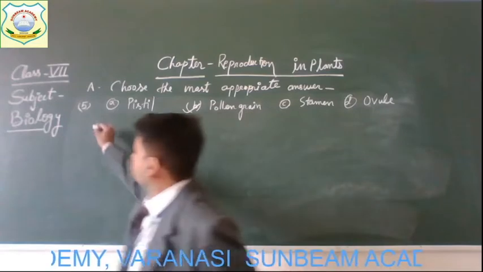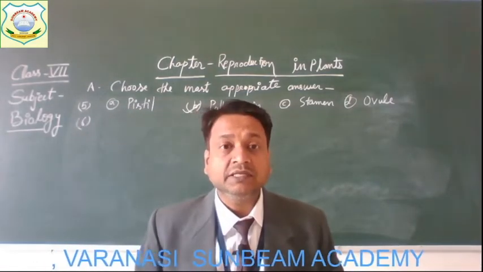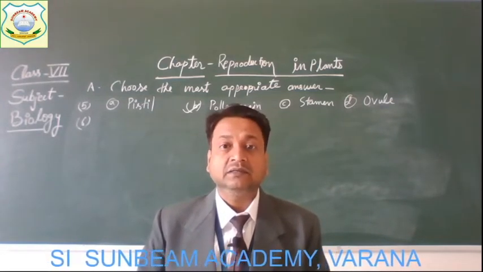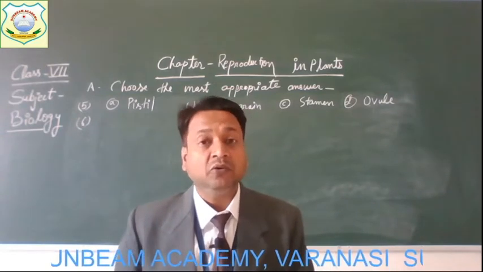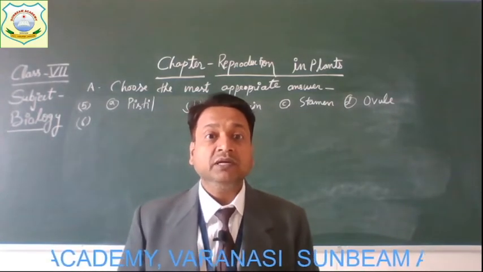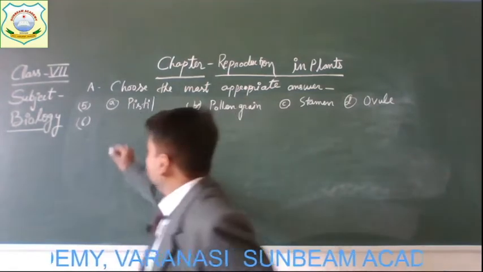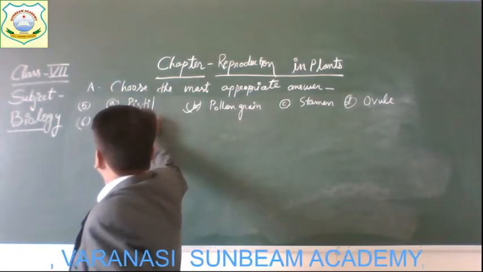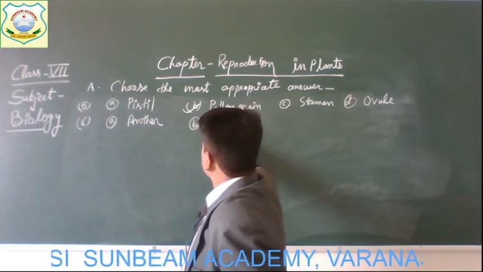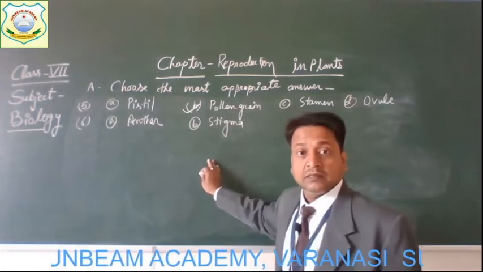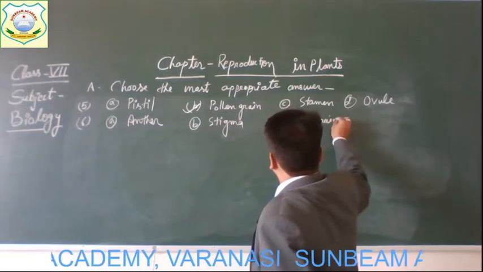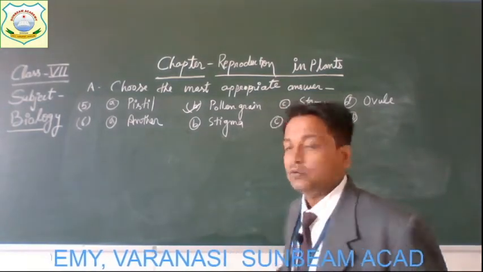Now come to the next, question number 6. The question is, which of the following contains the egg cells in plants? Children, which of the following contains the egg cell in the plants? Means the egg cells are present in which of the following parts of the plant? Option A, anther, B, stigma, C, pollen grain, and the D is ovule.